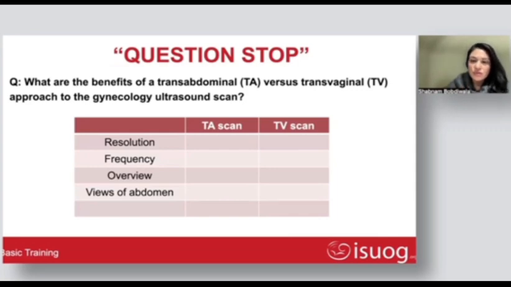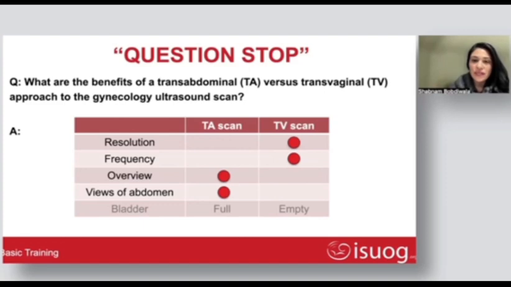I thought one of the most interesting ways to summarize some of the key messages within those 7 lectures was to do question stops that you can get involved in. So we'll start off with our first one. What do you think are the benefits of a transabdominal versus a transvaginal approach to the gynecology ultrasound scan? And we're looking at 4 main domains: resolution, frequency, overview, and views of the abdomen.